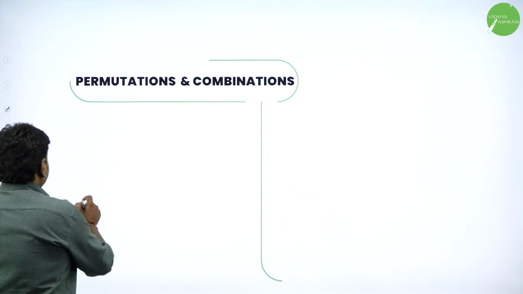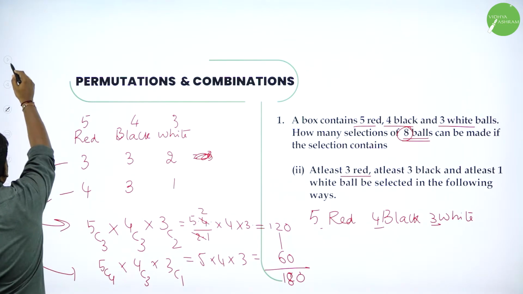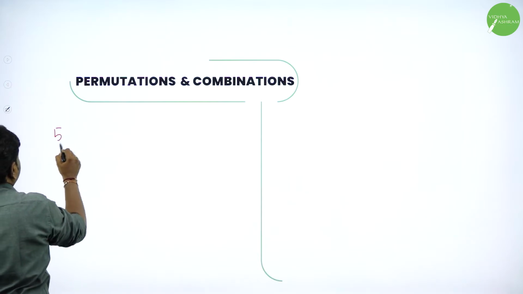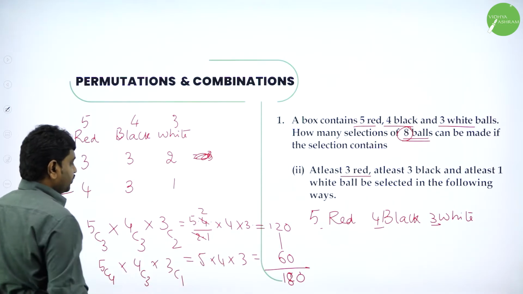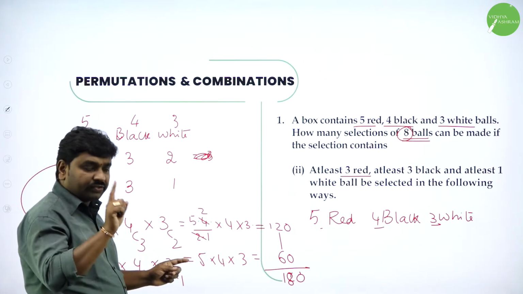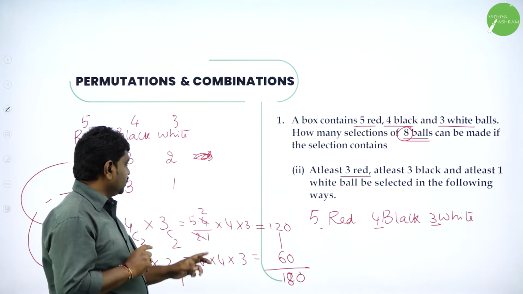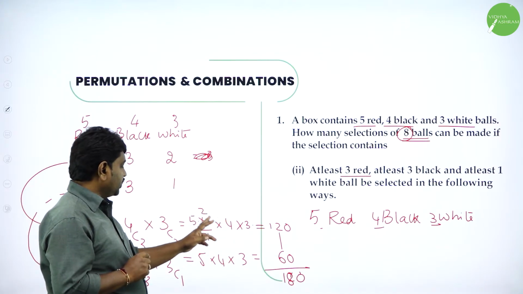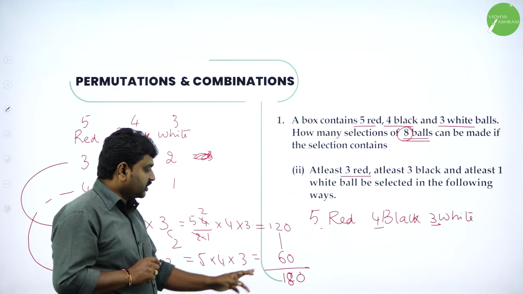I hope all of you got this. So one case is 5 red, 3 red: 5 red gives you 3 red in 5C3 ways. So this is the total number of ways. 5 2s are 10, 10 4s are 40, 4C3 is same as 4C1, which means 4. 3C2 is same as 3C1, 3. So 40 3s are 120, 5 4s are 20, 20 3s are 60, 120 plus 60 is 180.